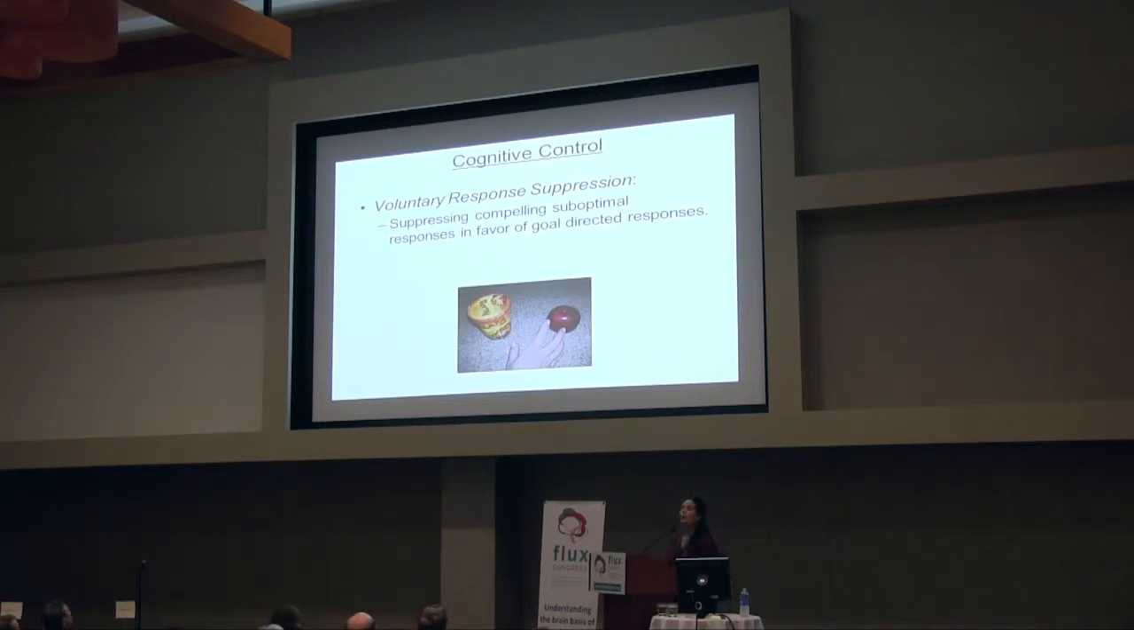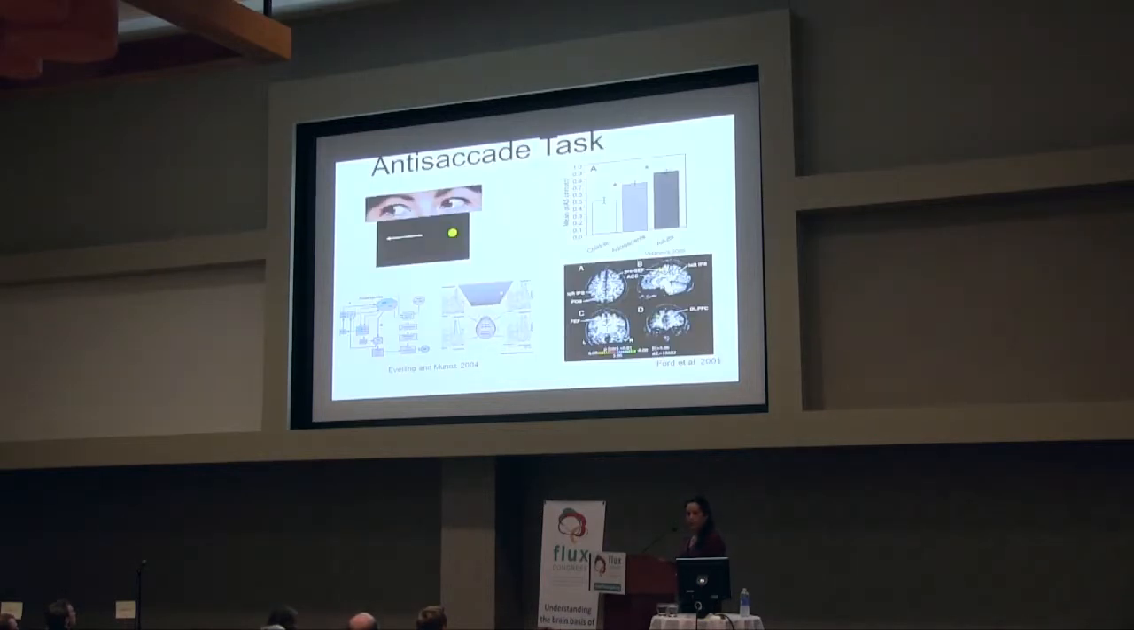So specifically, as you know, my laboratory has had a line, a direction of study that is focused on voluntary response suppression. So the ability to suppress compelling suboptimal responses in favor of a goal-directed response. And as many of you know, we use the anti-saccade task. I know that a lot of you have seen it, but for those of you who have not seen it, look at me, because Doug is also going to be talking about this task again.